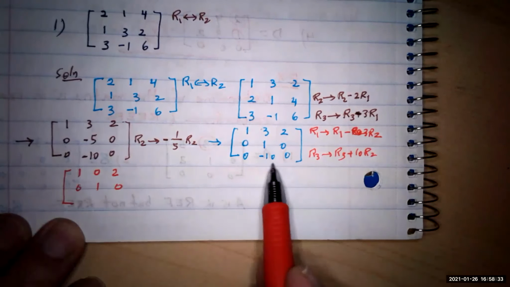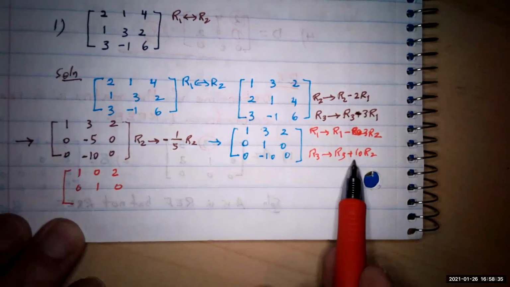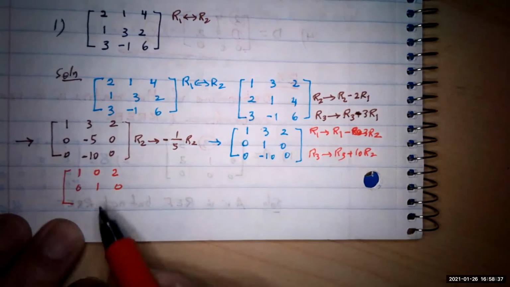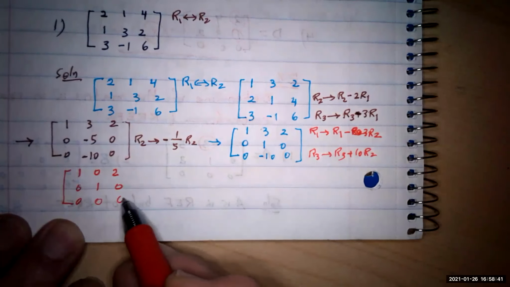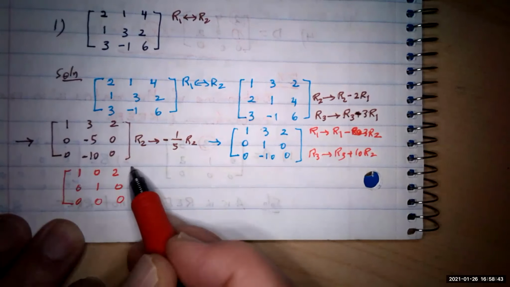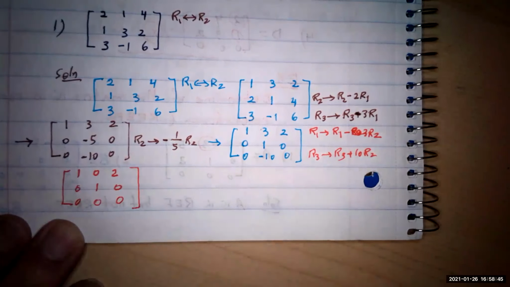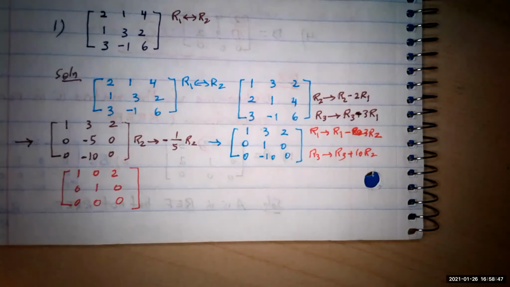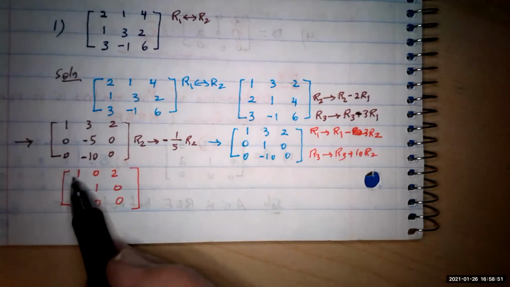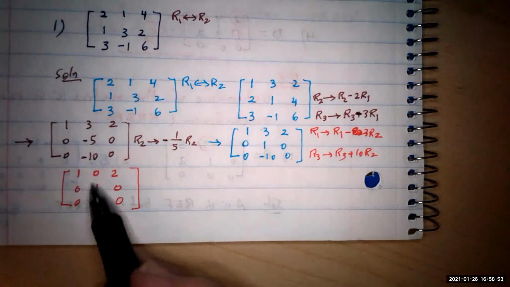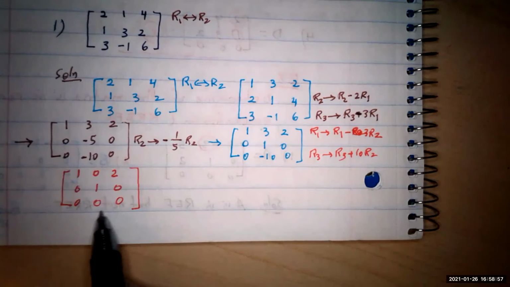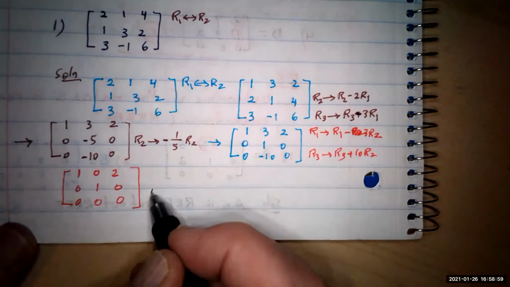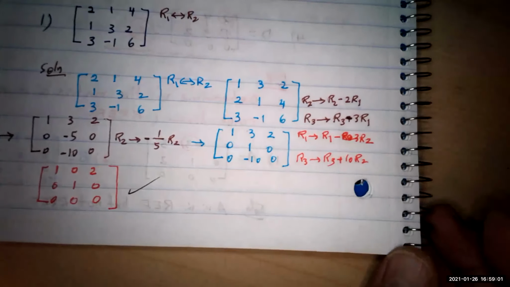And over here, it's R3 plus 10 R2. So that make it into the 0, 0, 0. Okay, so there you are. You have a nice row reduced echelon form. You get the 1, everything else is 0. You get the 1, 0, 0, and the last row is all 0, 0, 0. So this is going to be in row echelon form, and you're done.